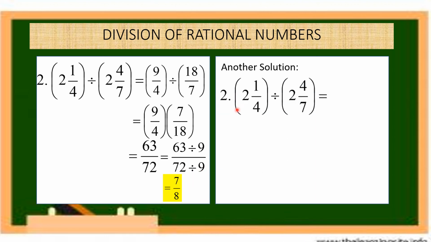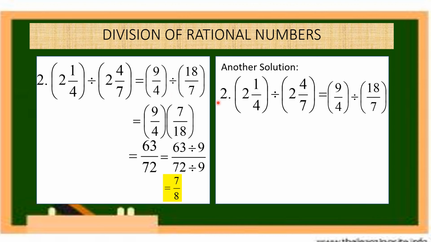We have another solution. We have 2 and 1/4 divided by 2 and 4 over 7. We have already the result here. It is 9 over 4 divided by 18 over 7. Again, we will invert the divisor. We have 9 over 4 times 7 over 18. Then we can make use of cancellation. We have 18 divided by 9. The answer is 2. We have 1 here, no? So we have 1 times 7 is 7, and 4 times 2 is 8. So we have our answer. Our answer is 7 over 8.